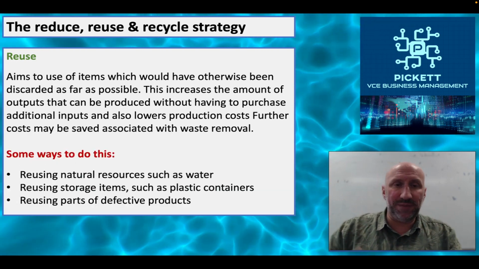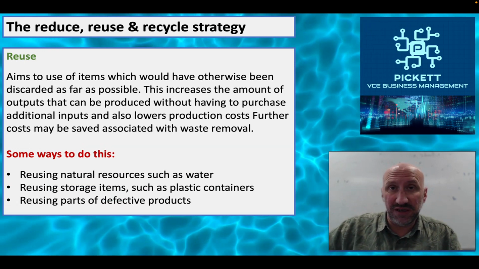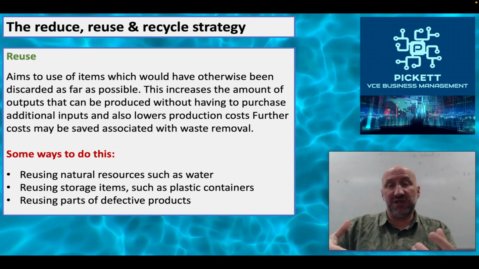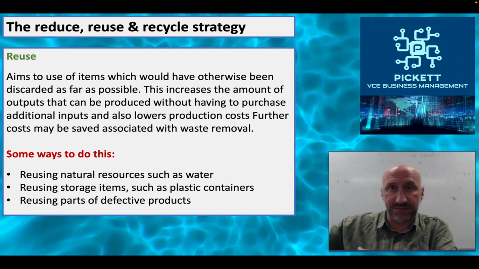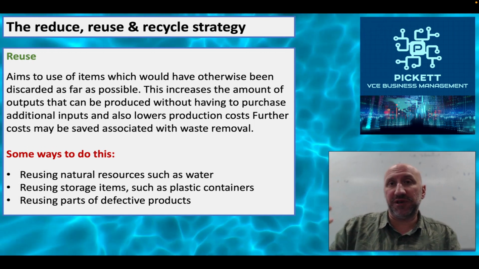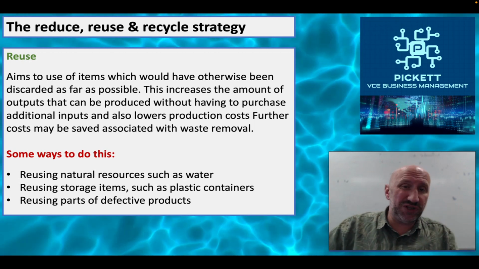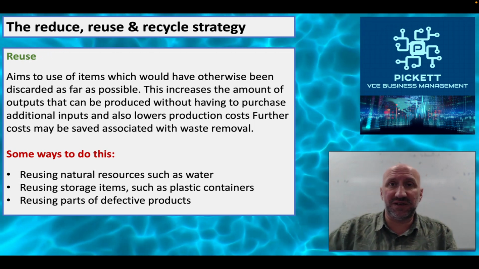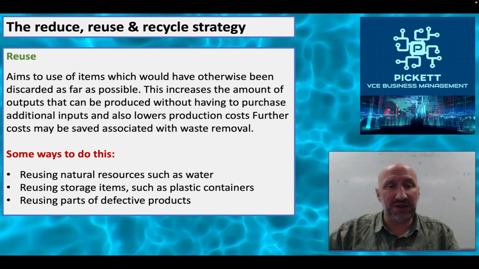Ways to do this: reusing natural resources such as water, potentially. So if water's used in your production process, which in the past may have just been siphoned off, wasted, is there a way in which this can be used somehow in your production processes? Reusing storage items such as plastic containers. So if it's possible to do that as opposed to just chucking those away, that's another way to do it.